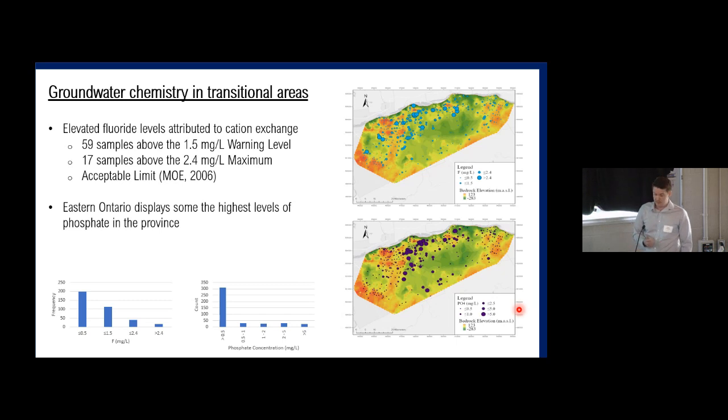values. Of the 369 bedrock interface samples included in my data set, about 59 of them exceeded the 1.5 milligram warning level for fluoride, and about 17 of them were above the 2.4 MAC for fluoride. Something else that correlates quite well with that is phosphate. We have some of the highest phosphate levels in groundwater in the entire province, up to 14.1 milligrams per liter.